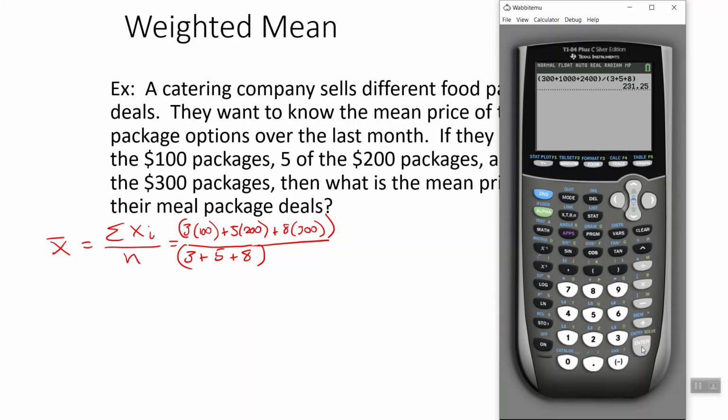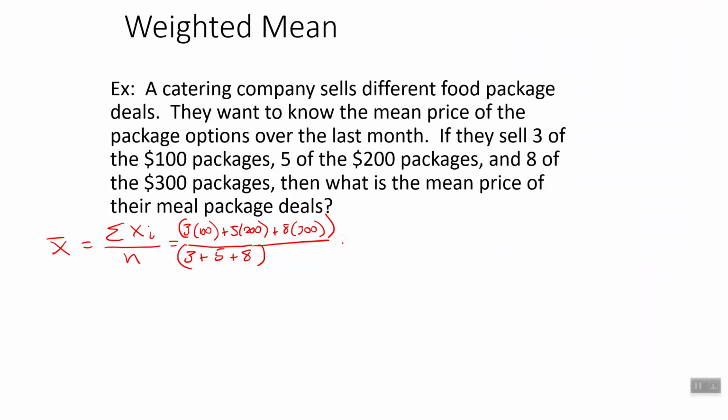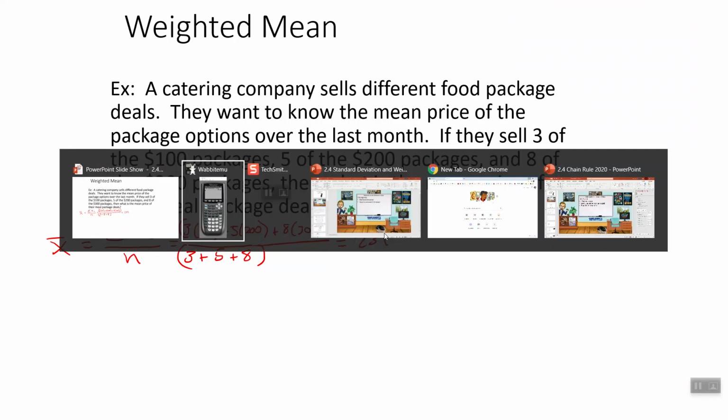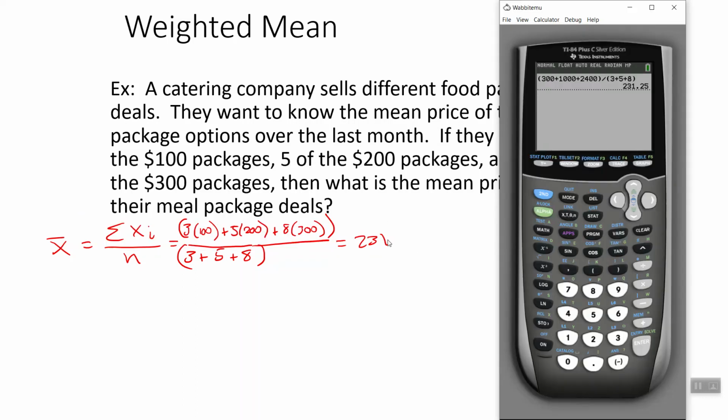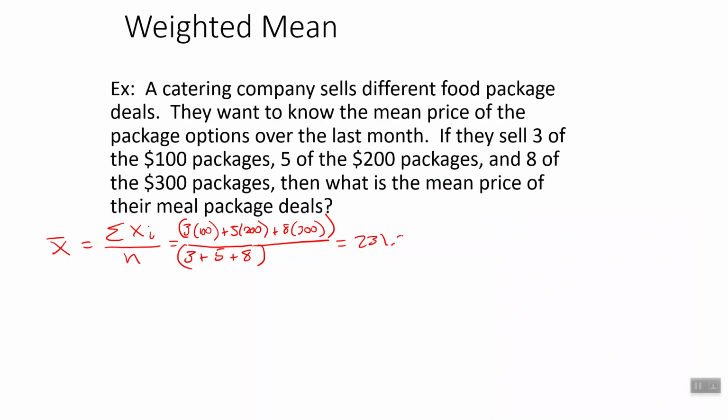Our mean price is 231, I believe, and some change. Might as well write it down, and 25 cents. All right, so remember to put the dollar sign in here because we have units, so we're going to use them. So there's our mean. Voila, done. So we didn't actually have to add up 100 3 times and 200 5 times and 300 8 times. We can just multiply it by its frequency. So this is the frequency for each one of these data values.